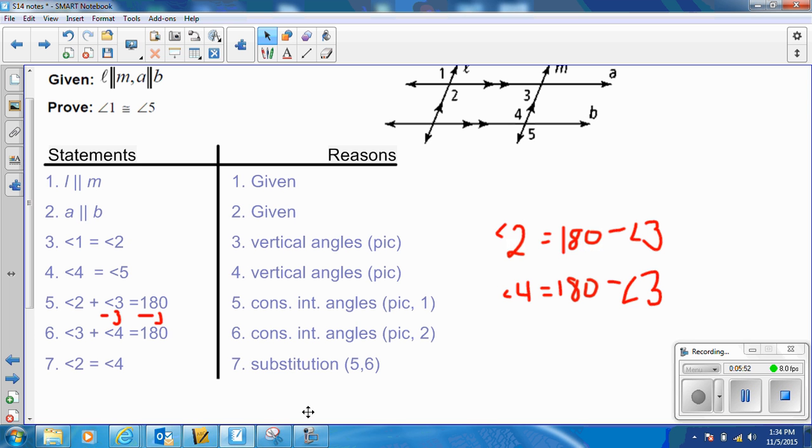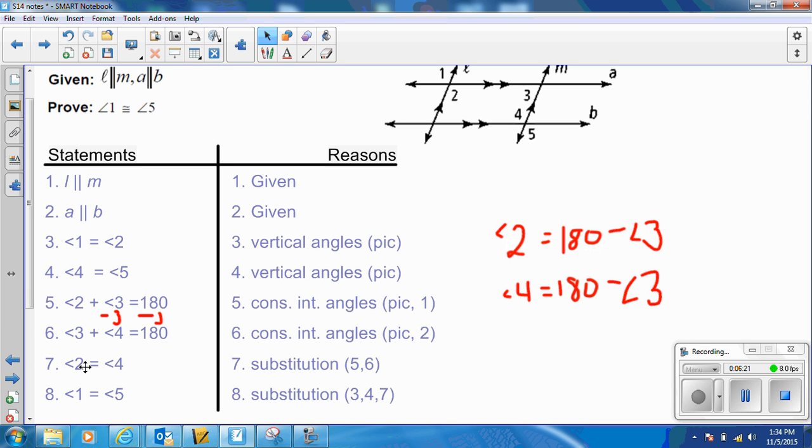So my step number 7, statement 7, says angle 2 equals angle 4, which I can see right here. That's just a substitution between 5 and 6. Well, if angle 2 equals angle 4, and I already know angle 1 equals 2 and 4 equals 5, well, that would mean that angle 1 has to equal angle 5. So that's by substitution. I combined 3, 4, and 7 to get 1 equals 5.